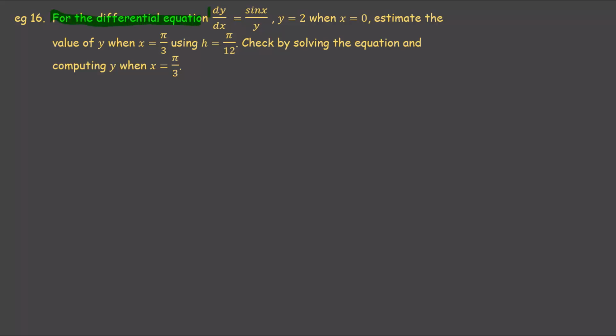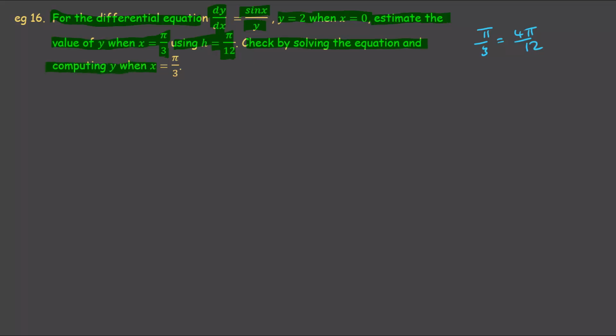For the differential equation dy/dx = sin x over y, y is 2 when x is 0. Estimate the value of y when x equals pi by 3, using h = pi by 12. Now, since pi by 3 is equal to 4 pi by 12, we are going to need 4 steps here. It's unlikely in a test or exam question you're ever going to be asked to do 4 steps of this, 1 or 2 at most, I would say. Check by solving the equation and computing y when x is pi by 3.